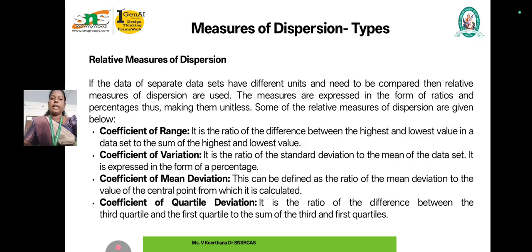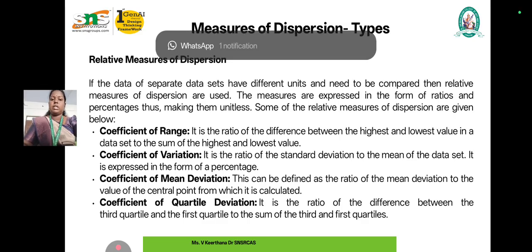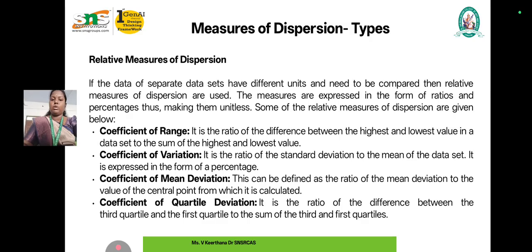Next is relative measures of dispersion. If the data of separate data sets have different units and need to be compared, then relative measures of dispersion are used. These measures are expressed in the form of ratios, percentages or are unitless. So we have coefficient of range, variation, mean deviation and quartile deviation. For range, as we have seen in the previous video, it is maximum value minus minimum value. For coefficient of range, we have to find the highest value and lowest value in the data set and sum the highest and lowest value.